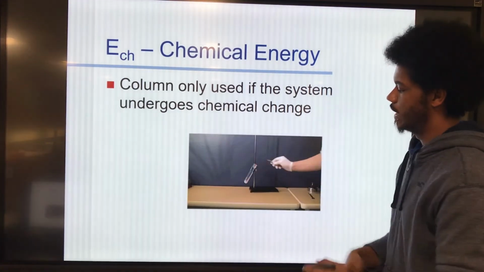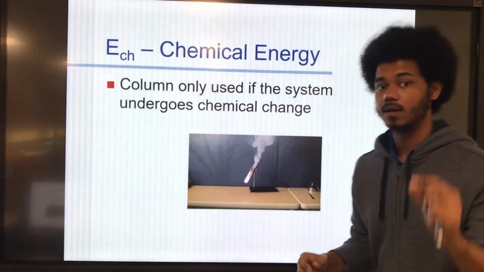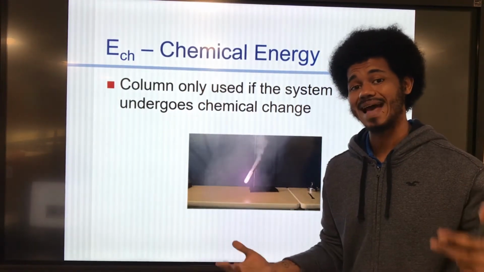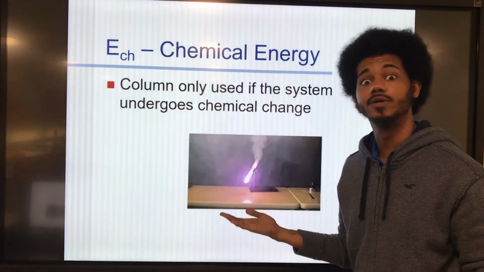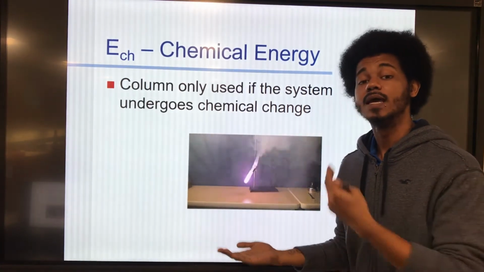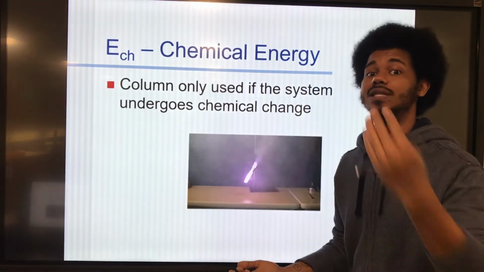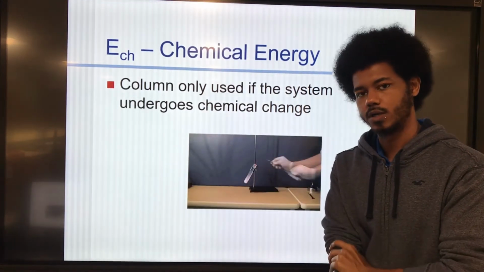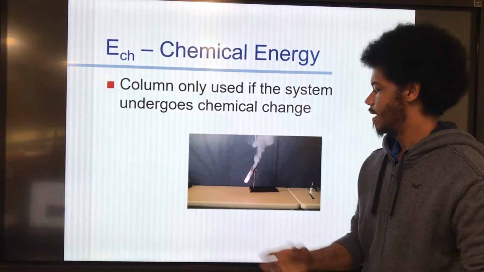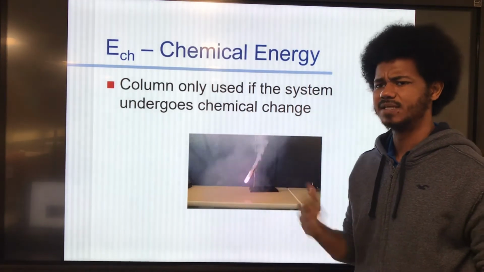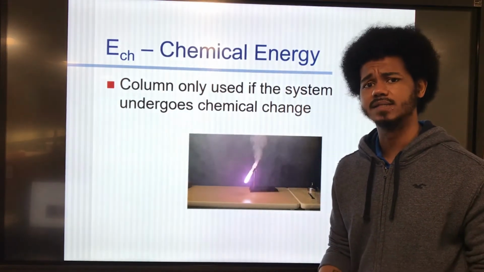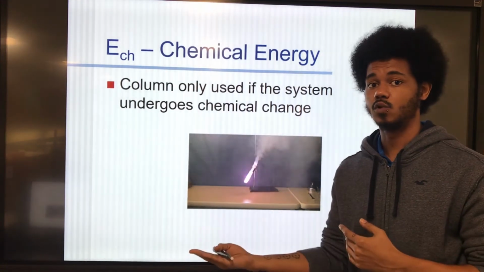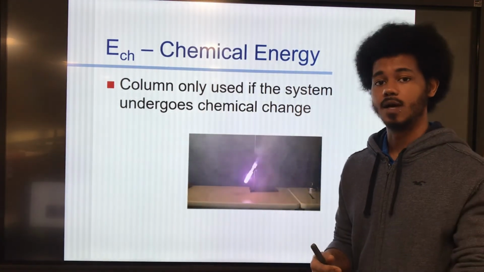Compare that to this example here, where we take a gummy bear and drop it into some potassium chlorate and we get this very violent reaction. Here, energy is being released. So we would use an energy bar chart to represent what is happening to the energy in the chemical bonds of either the potassium chlorate or the gummy bear.